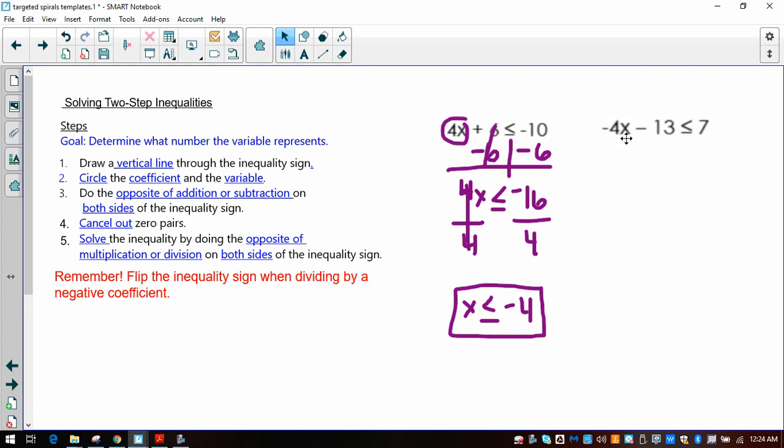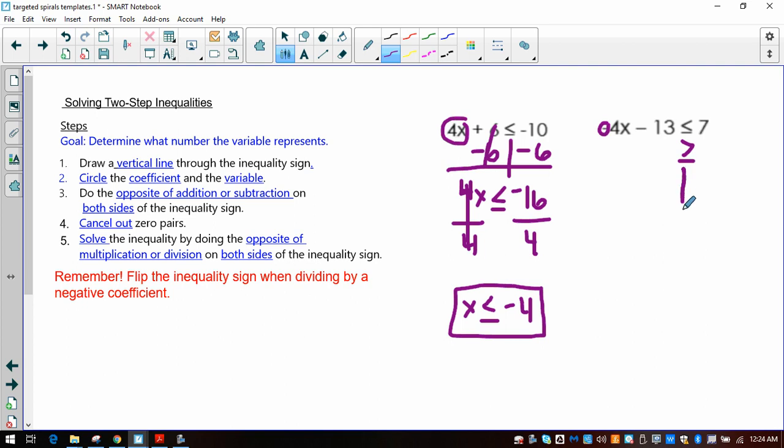So we have negative 4x minus 13 is less than or equal to 7. And since I noticed right off the beginning that this coefficient 4 is a negative 4, I'm going to go ahead and switch this sign to its opposite right now instead of waiting to the end. So instead of a less than or equal to, I'm going to switch it to a greater than or equal to. Okay, and then I'm going to continue with my steps.